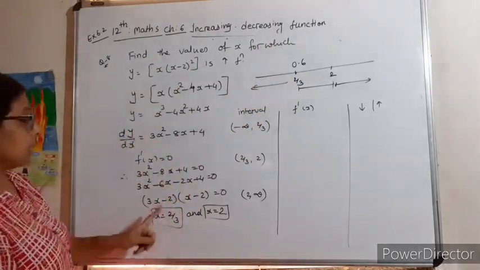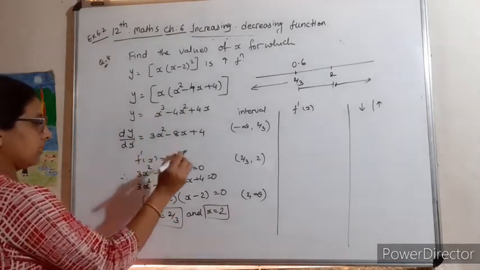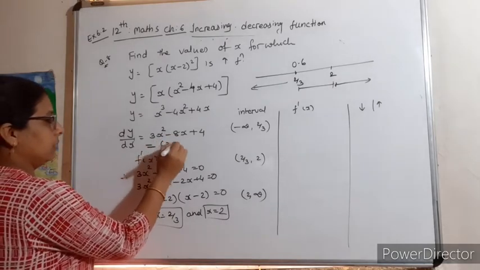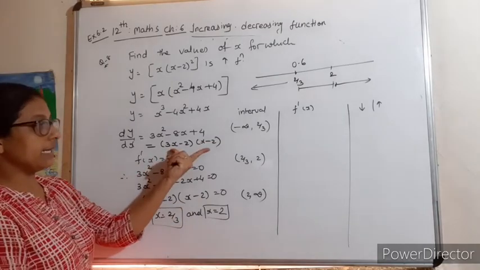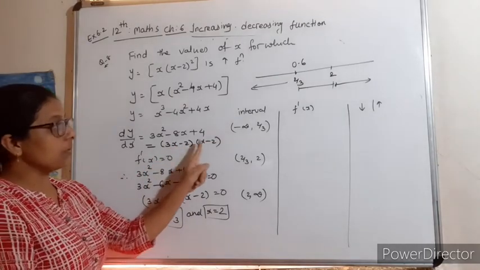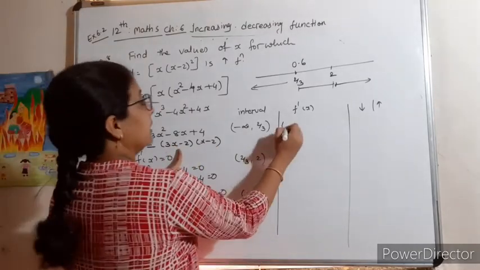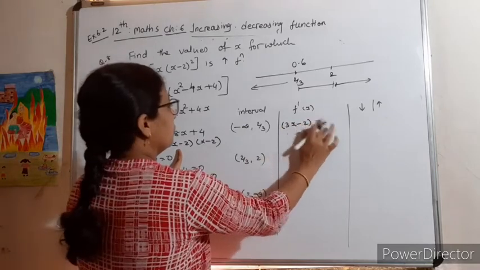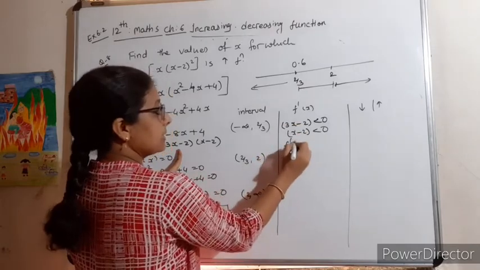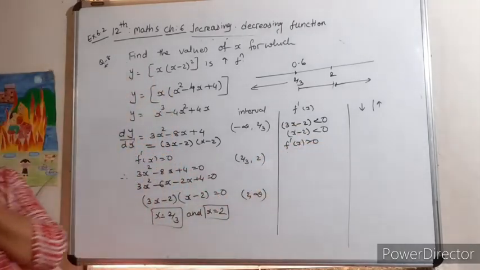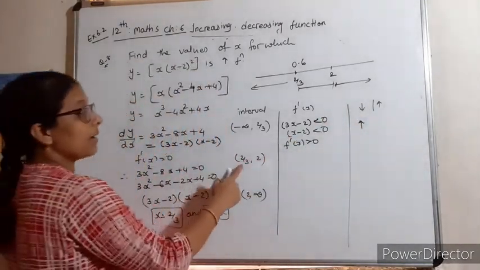So if you put 0 here, dy by dx we can write as 3x minus 2 and x minus 2. If it is 0, then minus 2, minus 2. Minus minus is plus. That means here 3x minus 2 is less than 0 and x minus 2 is less than 0. Both are less than 0. So f dash x is greater than 0. Therefore, it is increasing.